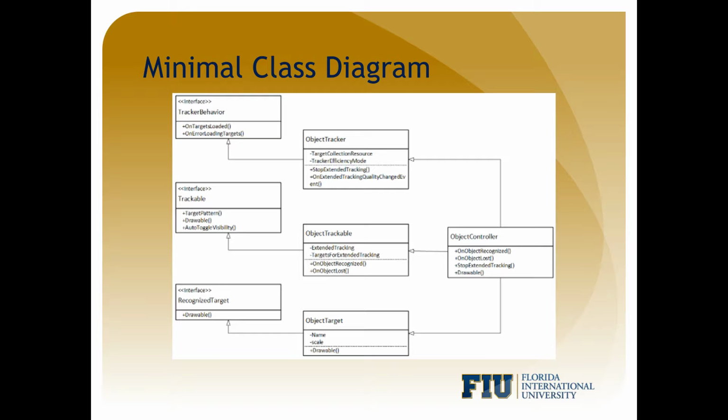This is one of our class diagrams. This is essentially the core component of how the augmentations are placed on the various parts of the building. All of this is the Wikitude SDK. What we wrote was the object controller. The object controller is what recognizes the part of the building that is being pointed at and then chooses the correct augmentation to place on that part of the building.